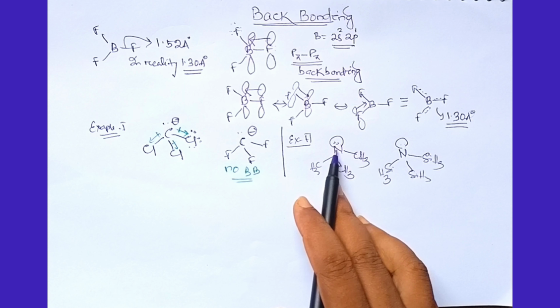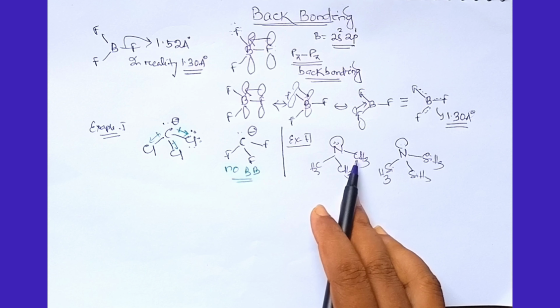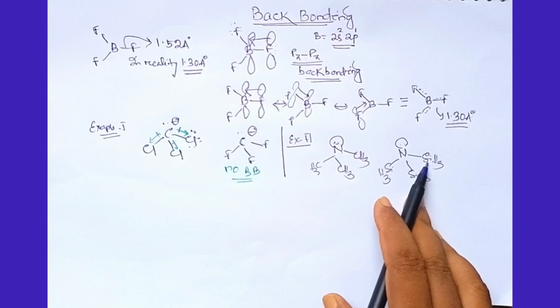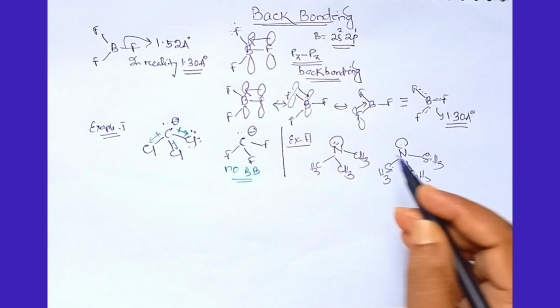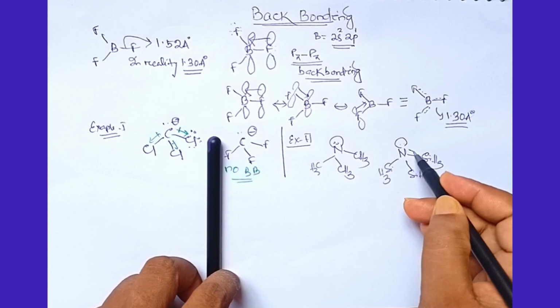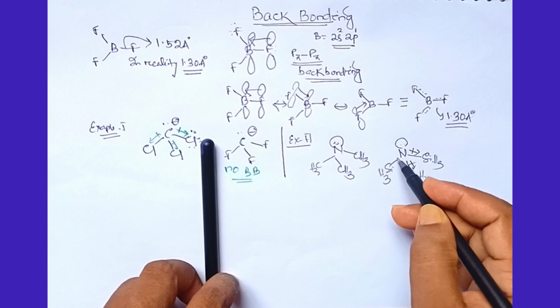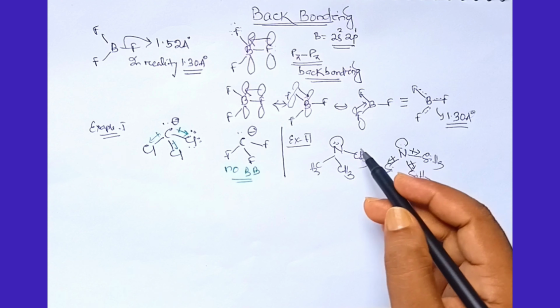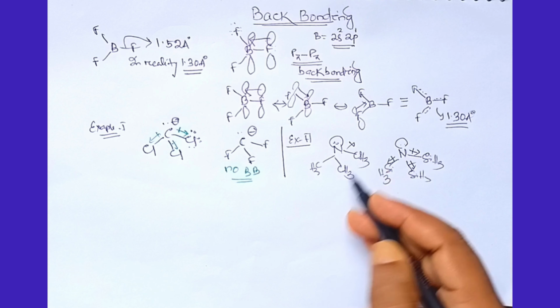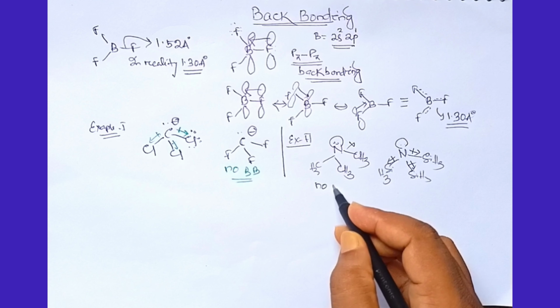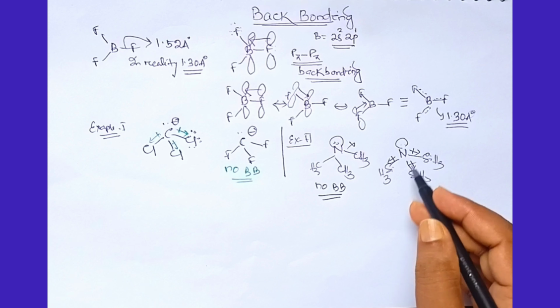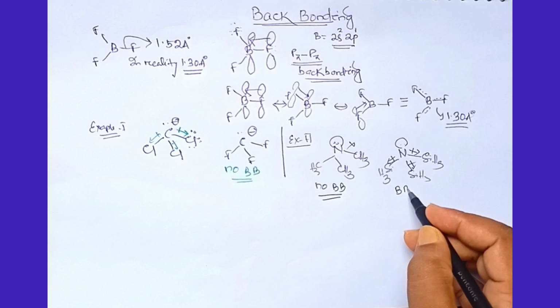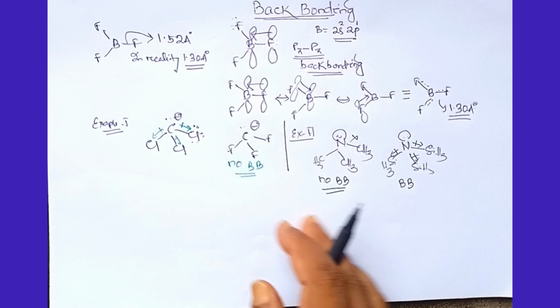So it is the donor atom, but here carbon is present and here silicon is present. Silicon has the vacant orbital, so it can act as the acceptor atom. So here back bonding is possible, but carbon has no vacant orbital, so that's why here back bonding is not possible. So we can say here no back bonding, but in case of this molecule there is back bonding. Are you getting my point?